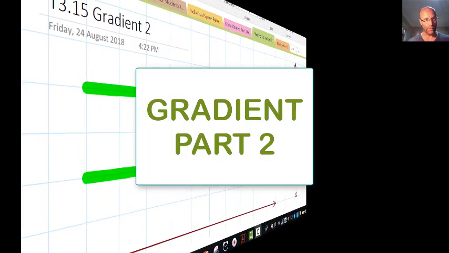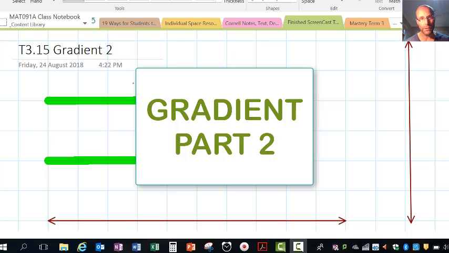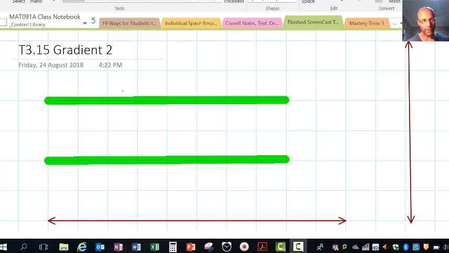This is a second video on gradient, and we're looking at things a bit more closely. Let's say we've got this road here in green, and we have a town that we're starting off at, and we'll put the starting point here. I'm calling the starting point point 0. So that's a town we start from, and we're on a perfectly straight road, and we've got town A down here.